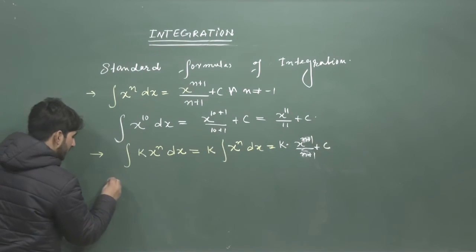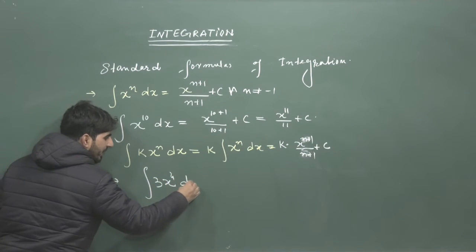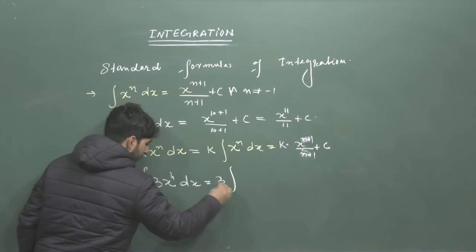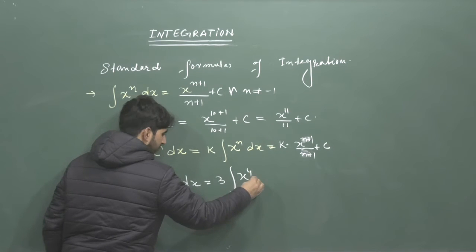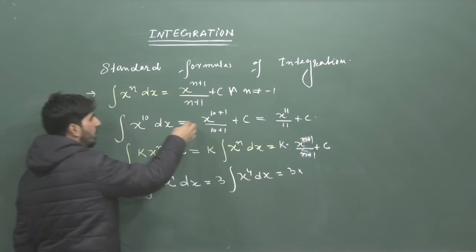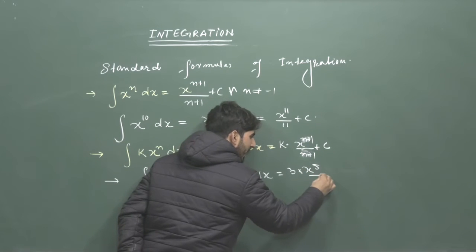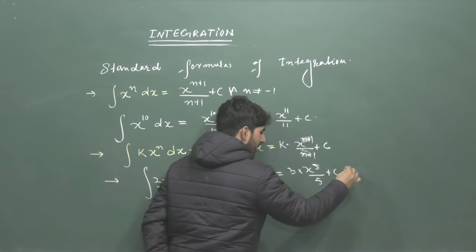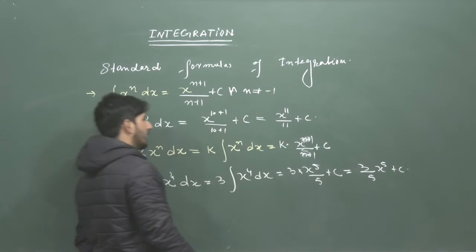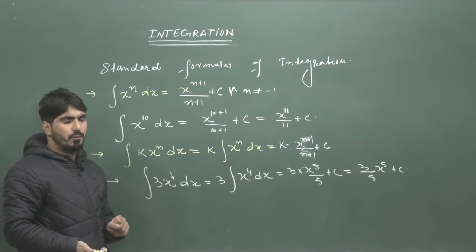For example, you have to integrate integration of 3x raised to power 4 dx. So its integration is 3 into integration of x raised to power 4 dx is 3 into, what is the integration of x raised to power 4? So use this basic formula, that is x raised to power 5 divided by 5 plus c, which is equal to 3 by 5 x raised to power 5 plus c. So this is the first basic formula, and this is the sub concept of the first basic formula.